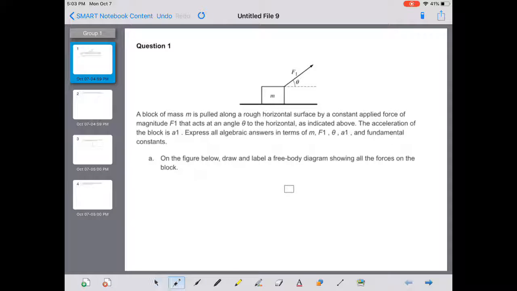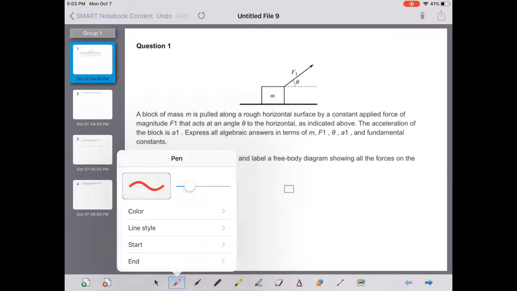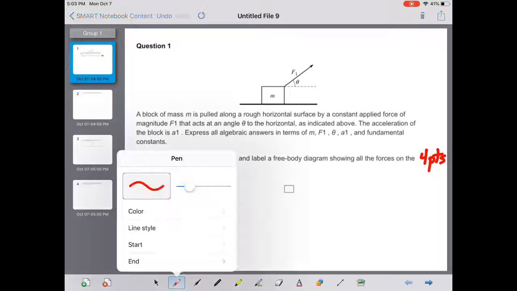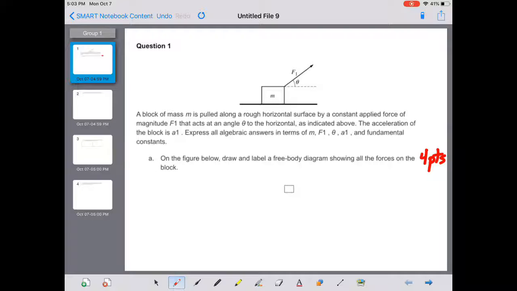All right, so part A, I'll tell you right off the bat, 4 points out of 15 come from part A. All 4 of those points are going to be from this free body diagram right here. This should be the easiest 4 points that you get on this problem. We've got the force of gravity down, and we've got the normal force back up. You've got F1 pulling at some angle, and then you've got force of friction going back. There are your 4 points right there.